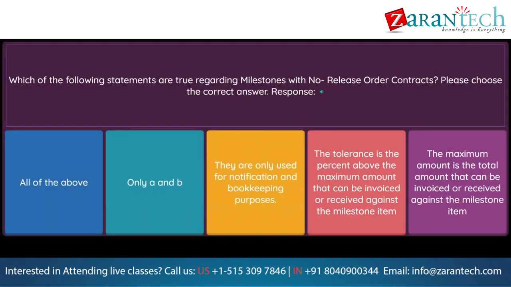Question: Which of the following statements are true regarding milestones with no release order contracts? Please choose the correct answer. Response: Option 1: All of the above. Option 2: Only A and B. Option 3: They are only used for notification and bookkeeping purposes. Option 4: The tolerance is the percent above the maximum amount that can be invoiced or received against the milestone item. Option 5: The maximum amount is the total amount that can be invoiced or received against the milestone item.